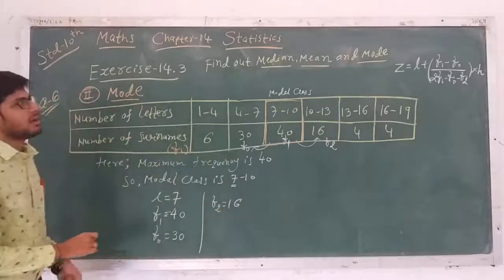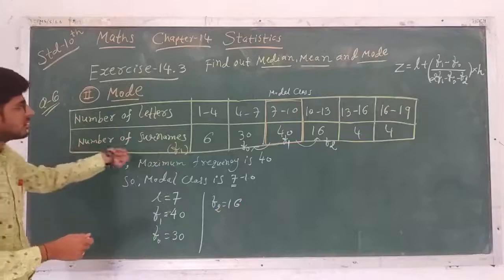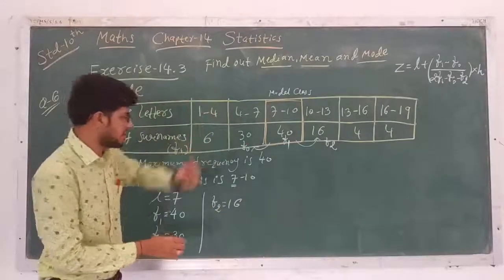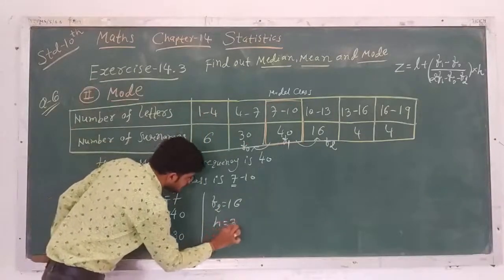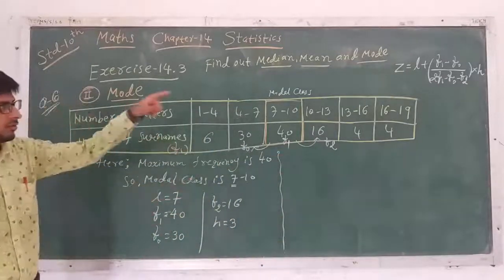And also we have to find H. We already found it in the median because this is the same question. So H is 3. Write down H is equal to 3. Now we have to put all these values in the formula.